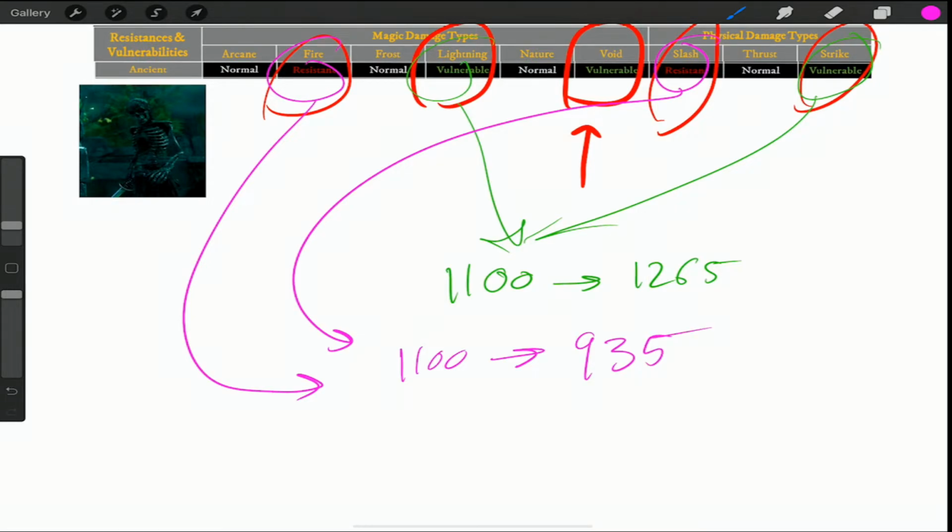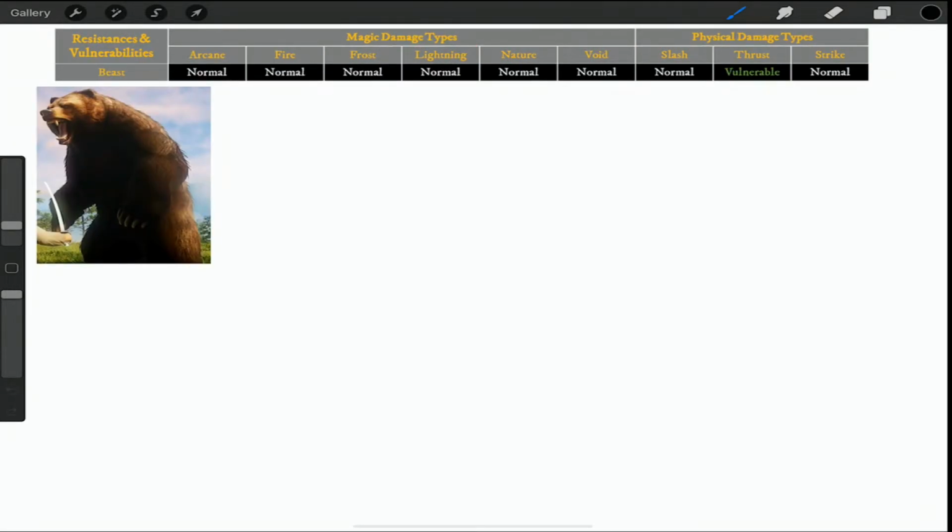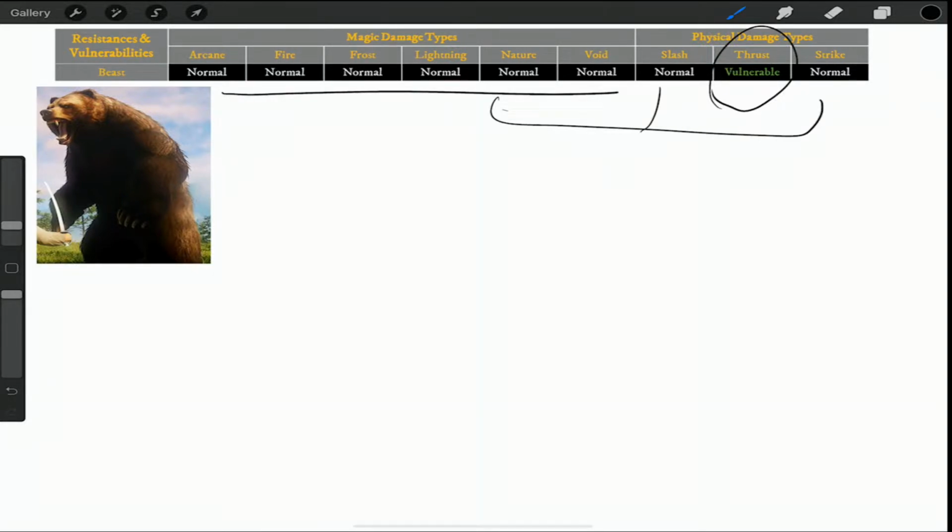Let's continue and look at beasts. Beasts are very interesting because the only thing that they're vulnerable to is thrust physical damage. So think as if you're Legolas and you have a bow. But really, it doesn't matter what else you use because there's no other amplifiers to them. You don't have to worry about resistance at all. All you gotta do is make sure you're using a thrust weapon and you're good to go.